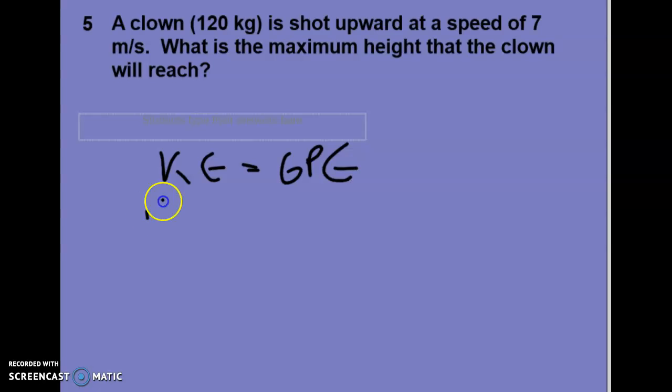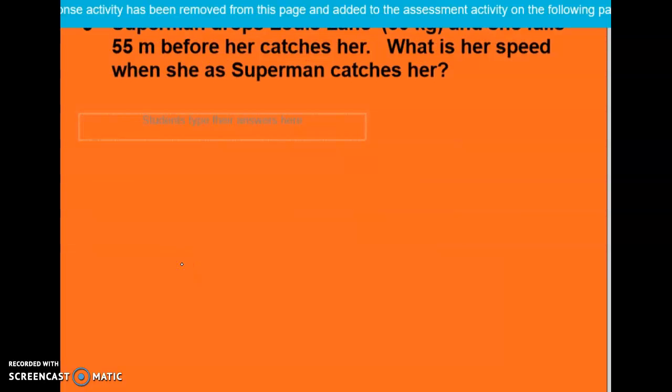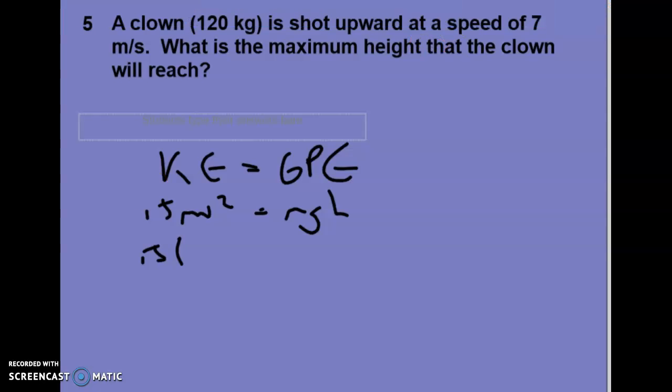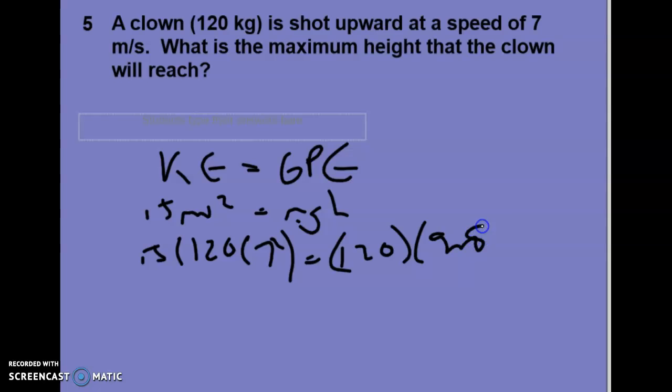Let me hurry. 0.5 mv squared equals mgh. I know it's a little bit chicken scratch. Let's plug the stuff in. 0.5 times 120 times the speed squared, 7 squared, equals 120, which is the mass, times g, which is 9.8, times h.